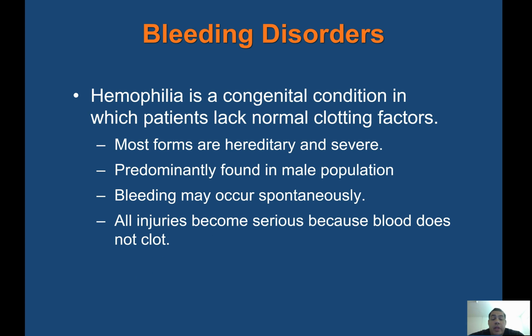So bleeding disorders. Hemophilia is a congenital condition in which patients lack normal clotting factors. Most forms are hereditary and severe, predominantly found in the male population. Bleeding may occur spontaneously. All injuries become serious because blood does not clot. So for any minor injuries with patients who have a history of hemophilia, you're going to encourage them to go to the hospital and get checked out because it's hard to see internal bleeding.